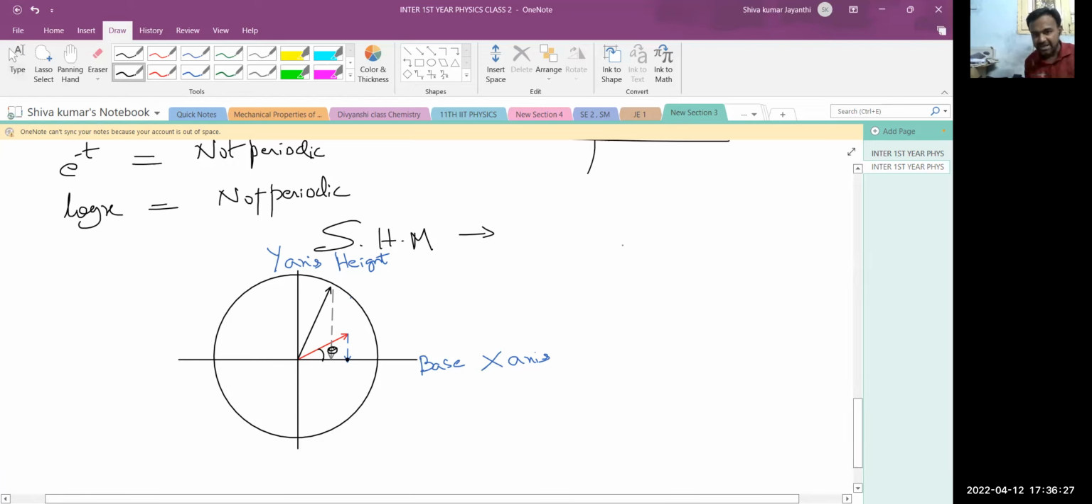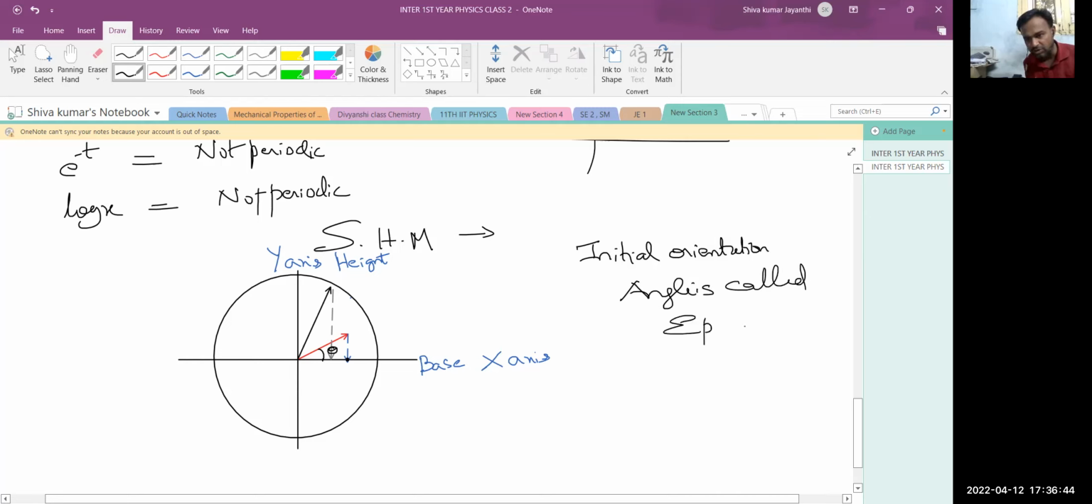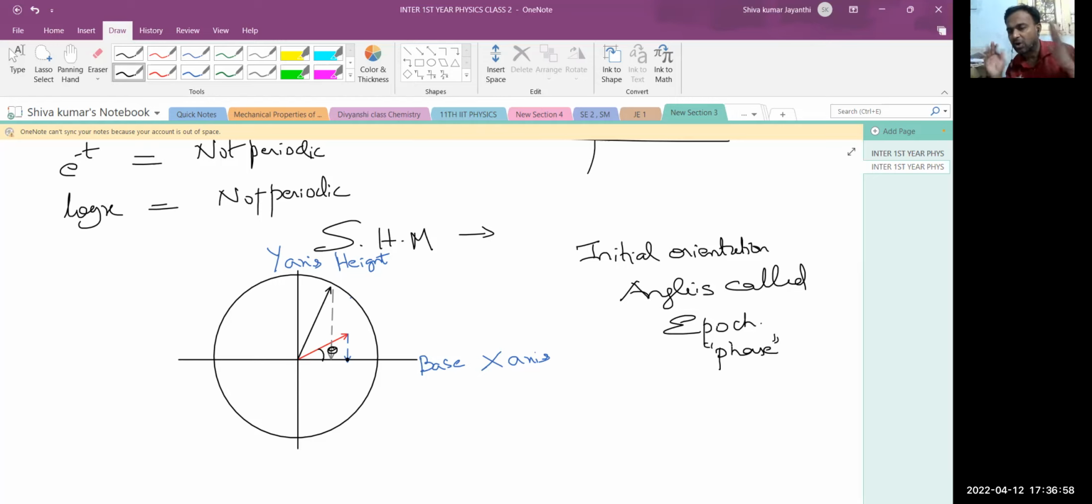This is only the phase. The initial orientation angle is called the phase, or epoch. Initial phase is called epoch. Do you understand? This we cannot eliminate. There will be a plus or minus phi in the angle. Always our angle will have an extra phi or minus phi, either because it started from negative or from positive. Did you understand that?